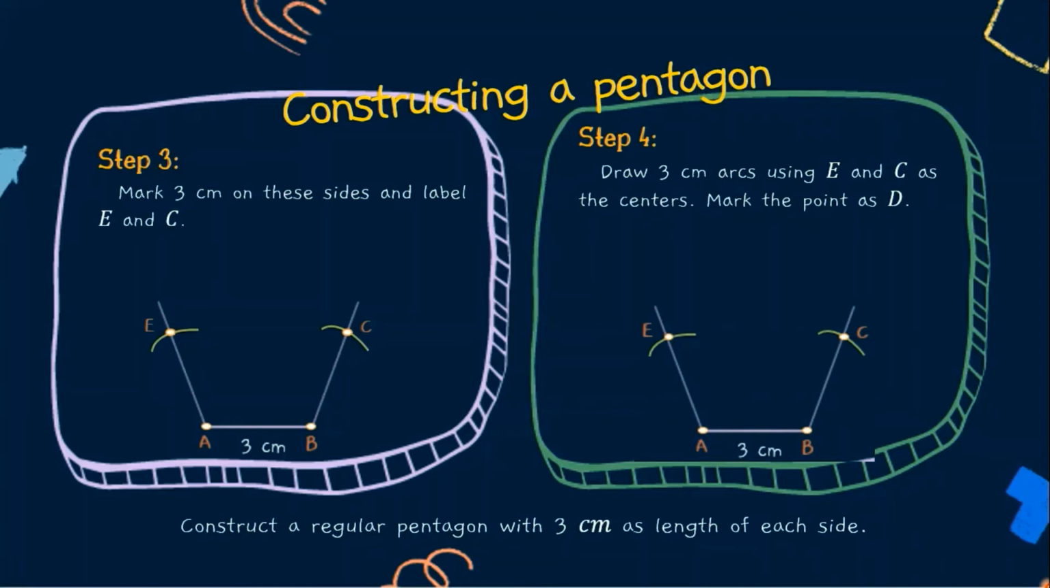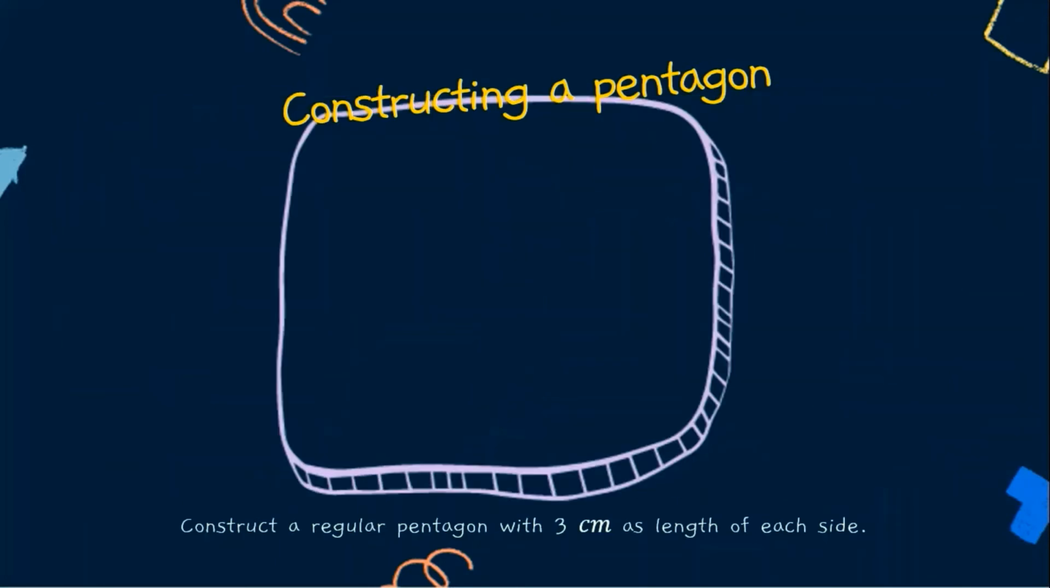Ito yung ating last construction from step 3. Kuha ulit tayo ng ating compass. Yung width niya ay 3 cm pa din. Yung pointy tip natin ay nandito sa point E. Then draw an arc. Ganon din yung gagawin natin sa kabila. Yung pointy tip ng compass natin ay nasa point C naman. Same measurement ito, wag na natin baguhin, 3 cm. Then draw an arc. At yung point of intersection ng ating two arcs, label it as point D.